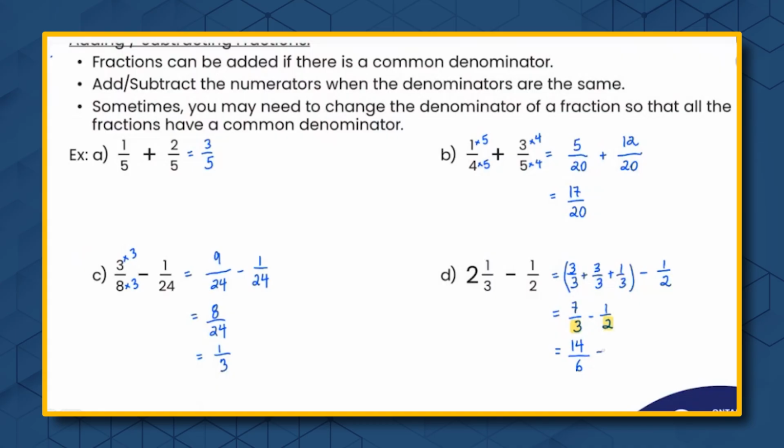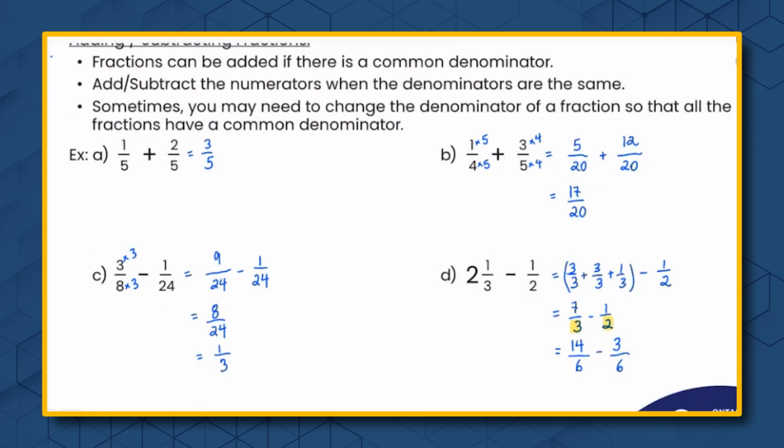Next, the fraction 1 over 2, I need 6 in my denominator, so I'm going to multiply my denominator 2 by 3 this time. And that's what gives me 6. And my numerator, I have to multiply by 3 as well. So that's going to give me 3 over 6.